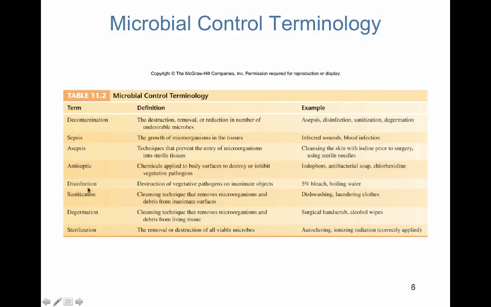Now, as far as decontamination and sepsis, we mentioned antiseptic. This would be applied to body surfaces. Sepsis is the growth of microbes in tissues. Asepsis would refer to techniques that prevent the entry of microbes into sterile tissues. And decontamination is referring to the destruction, removal, or reduction in undesirable microbes.